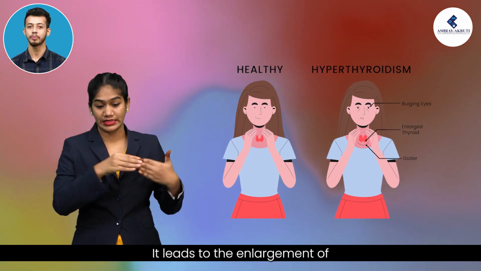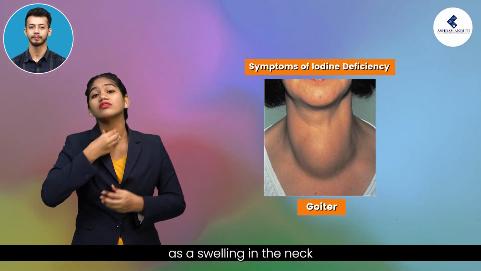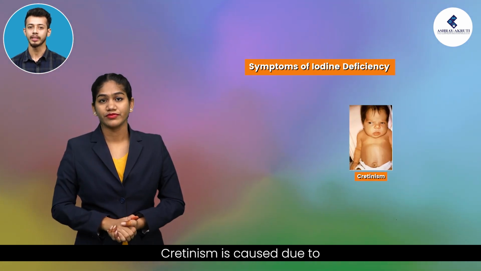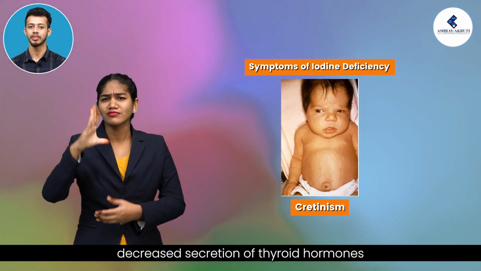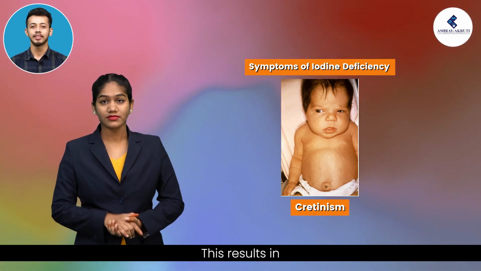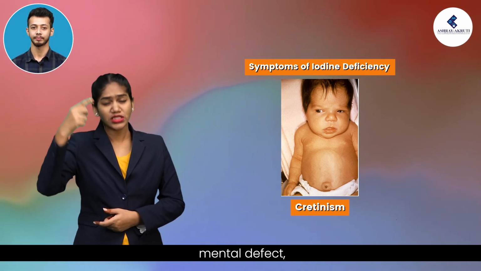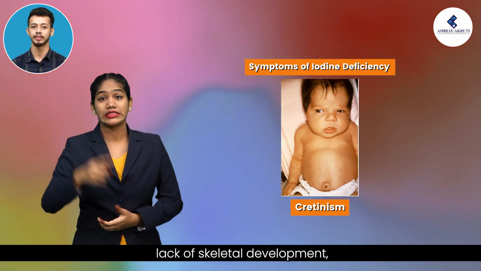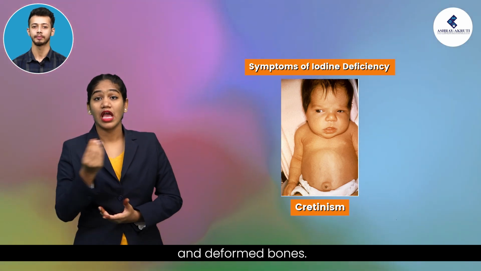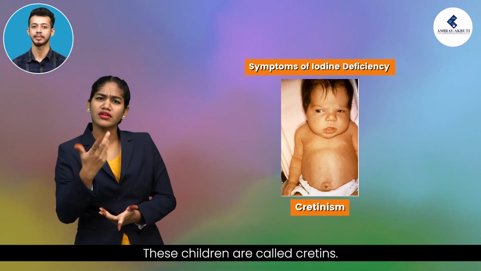It leads to enlargement of thyroid gland, which protrudes as a swelling in the neck called goiter. Cretinism is caused due to decreased secretion of thyroid hormones in children. This results in stunted growth, mental defect, lack of skeletal development, and deformed bones. These children are called cretins.